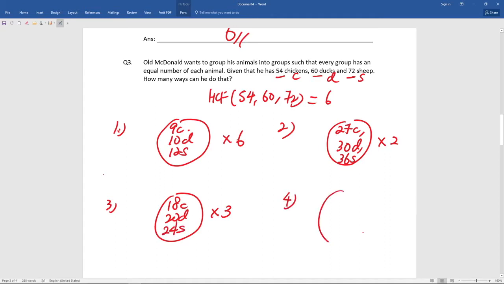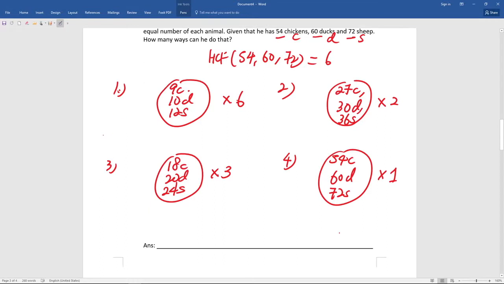And for the fourth way, we can have a total of one such group, which means that in one group we would have a total of 54 chickens, 60 ducks, and 72 sheep. Hence, the total number of ways would be 4.